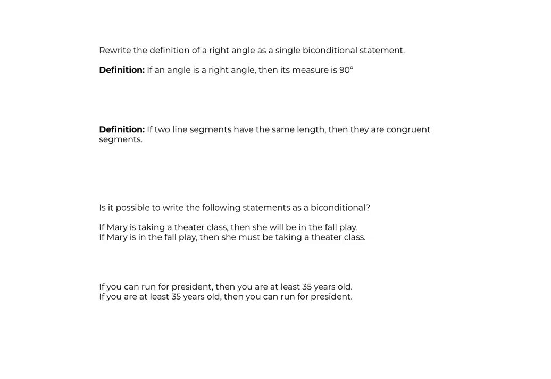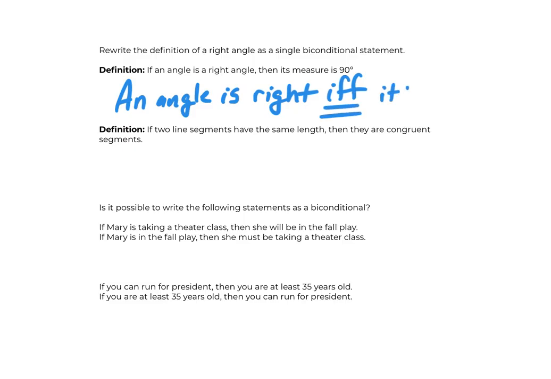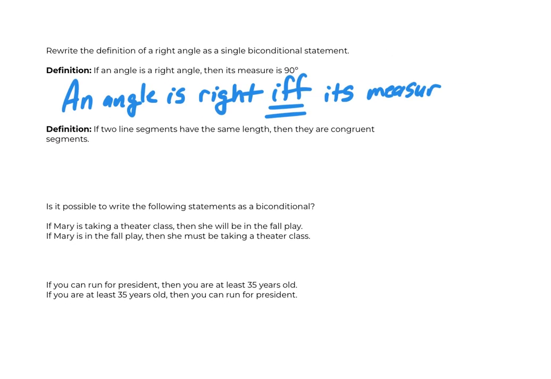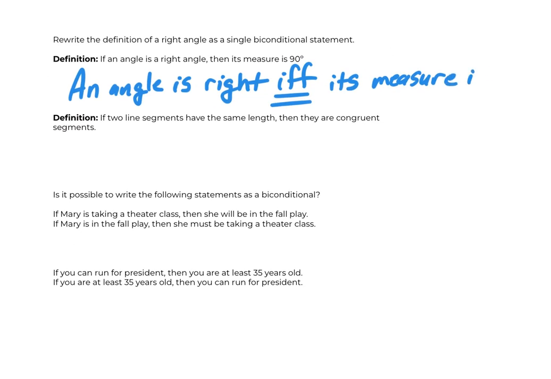If we say yes, it works both ways, then we say true, and then I can rewrite this and say an angle is right if and only if its measure is 90.